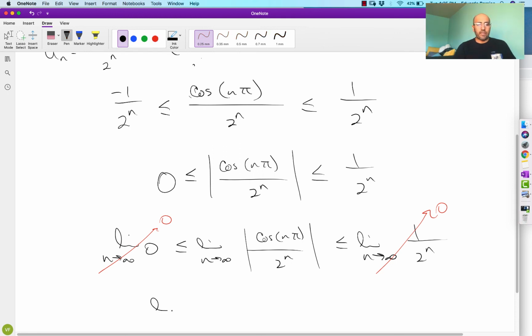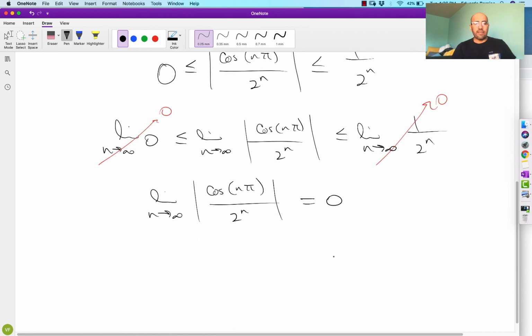So now I've concluded that the limit as n goes to infinity of the absolute value of cosine of n pi over 2 to the n must be equal to 0. And we had one of our properties that said that if you can slap absolute values in there and show that the limit is equal to 0, then we can conclude that the limit as n goes to infinity without the absolute values, cosine of n pi divided by 2 to the n, must also be equal to 0.